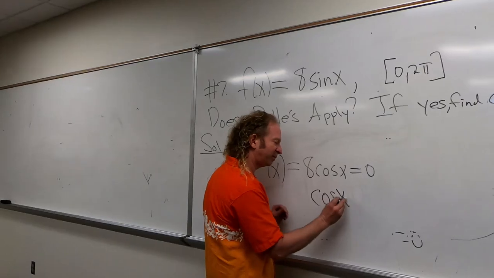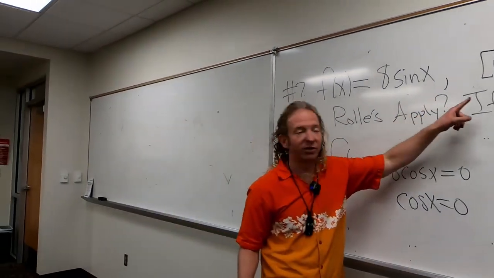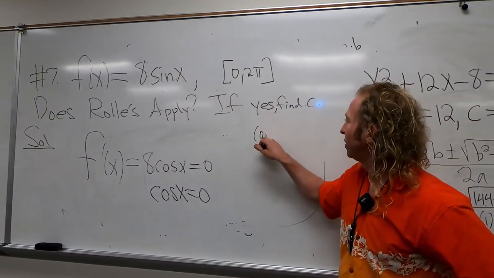And we set this equal to 0. So I guess we could divide by 8. Divide by 8, so we get cosine x equals 0. And so now we have to think about all of the answers between 0 and 2 pi, in parentheses, right? So we're looking in this interval here.